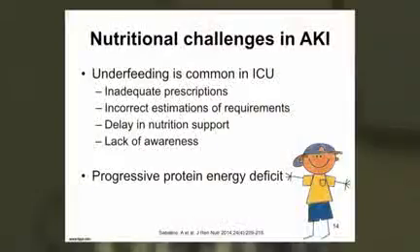Any of you who work in an ICU, whether it's an adult or a pediatric ICU, know the difficulty of reaching our requirements due to inadequate prescriptions, incorrect estimations of the requirements, or a delay in nutrition support. And in children, you will see that plays a huge role. And also there is a lack of awareness of the importance of early enteral or early nutrition in your critically ill child. And this ends up with a progressive protein energy deficit in children, which can have severe outcomes, and we will look at those.